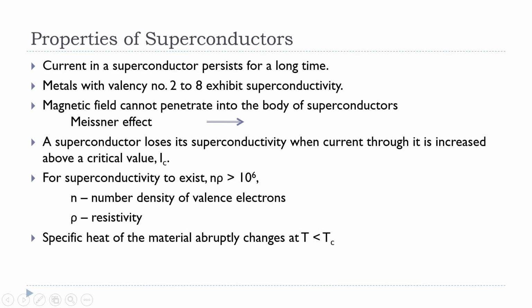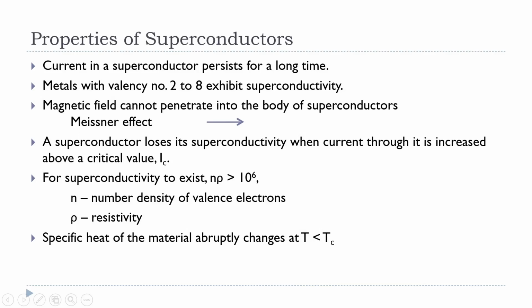Let us go through some of the properties of superconductors. The current in a superconductor can persist for a very long time. Metals with valency 2 to 8 exhibit superconductivity. When metals are in their superconducting state, the magnetic field cannot penetrate into the body of the superconductor, and this phenomenon is called the Meissner effect.